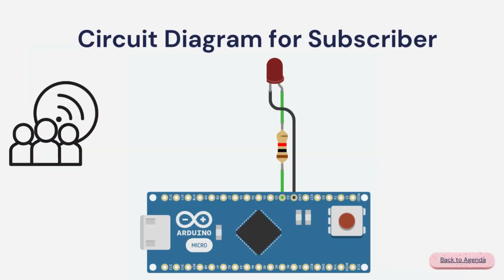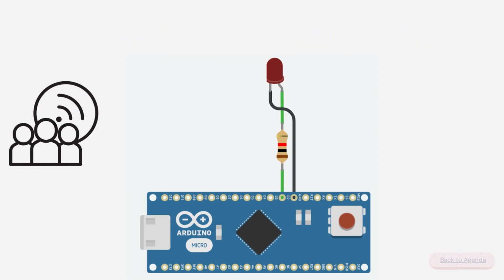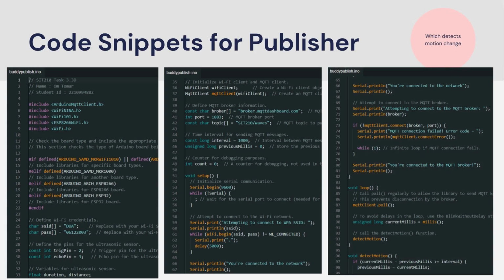In this circuit diagram for the subscriber, we can see that the cathode of the LED is connected to the ground pin of the Arduino, and the anode of the LED is connected to the D2 pin of the Arduino Nano with a resistor in between. As you can see, here are the code snippets for the publisher.